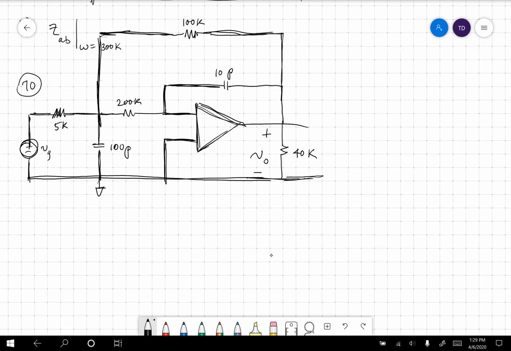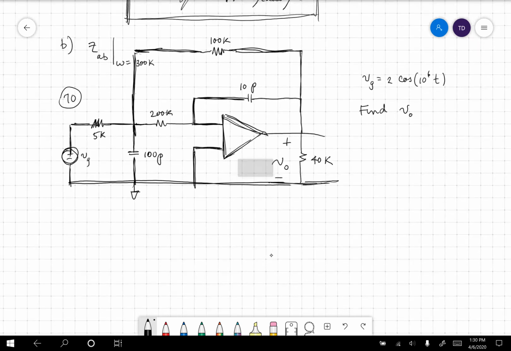Okay, so what are we doing here? VG is 2 cosine 10 to the 6 t. Find V out. We're going to find the steady state response for V out. Steady state means great, use phasors. We don't need the transient response, that homogeneous response. Okay, so when we look at this circuit, we know never do mesh analysis on an op-amp circuit.